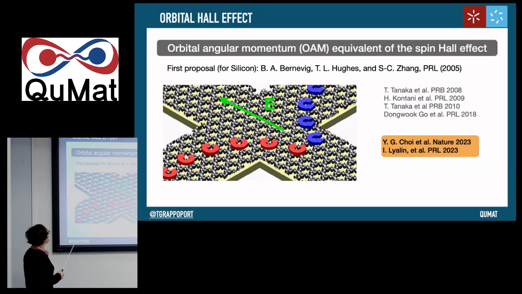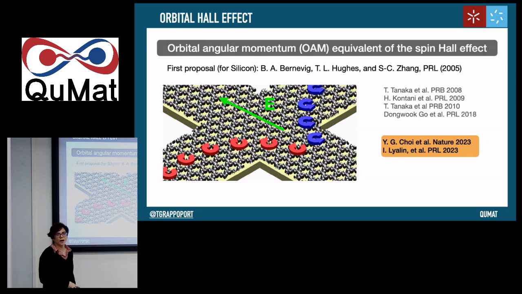Most of the first calculations were related to the intrinsic orbital Hall effect. In the next year, there are now maybe a few, three to four works discussing how we can do that with extrinsic mechanisms. Well, what's the main difference between the spin Hall effect and the orbital Hall effect?